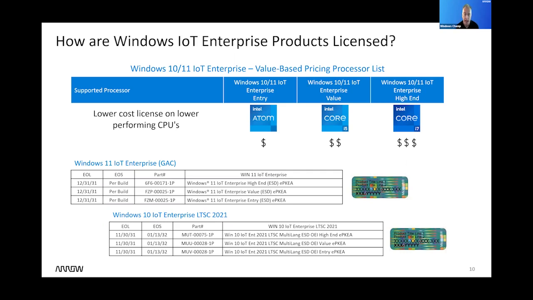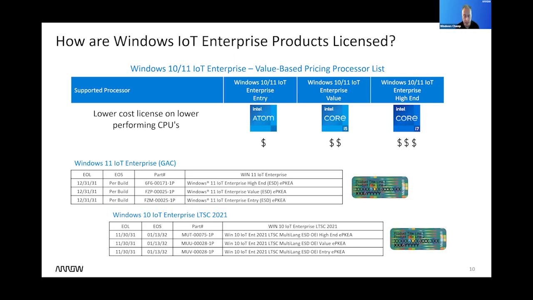But if you're building an Intel Atom or some Celeron, it's the entry version license. If you're building a Core i3, Core i5, it's in the middle, they call it value. And then there is the high end, which is your Core i7, Core i9, Xeon. And there is a chart that covers all of these processors, including AMD versions as well. And there's recently a new edition of the ARM processors with NXP and Qualcomm on the chart as well. So what you would do then is come to Arrow and buy the appropriate license based on the processor of your system.